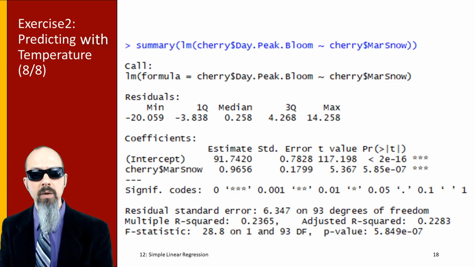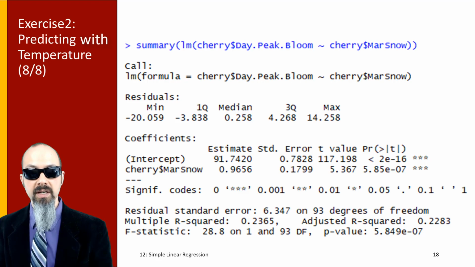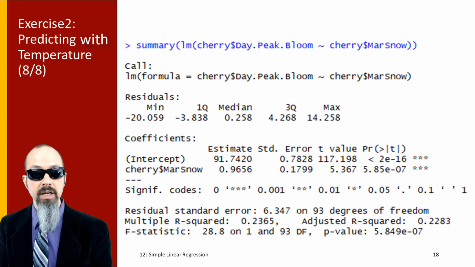Let's go ahead and look at our last one with March snow. So here we are looking at the regression of the number of days till peak bloom on March snow. For every additional inch of snow in March, our coefficient is 0.9656. I'm just going to round this to about 1. So for every additional inch of snow in March, it's going to extend our days till peak bloom by about 1 day. So it corresponds on average to a 1-day increase in days till peak bloom for every additional inch of snow in March. And this is with an extremely significant p-value for both the coefficient and the model. It's explaining 23, 24% rounded of the variation.